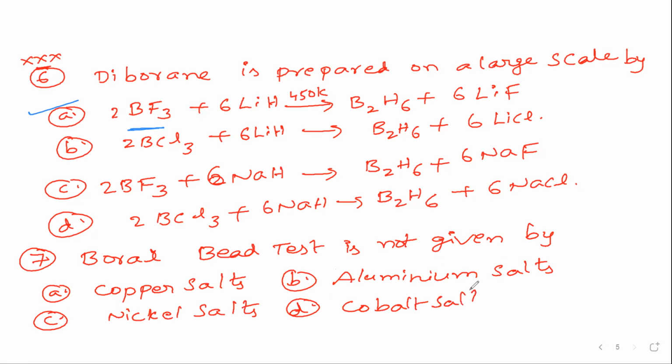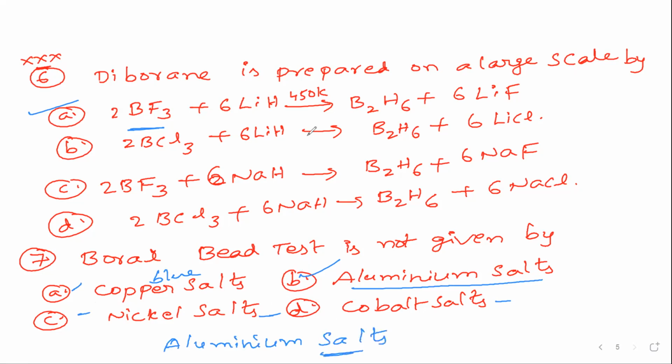So the borax bead test is not given for aluminum salts, because copper gives a blue color, and nickel and cobalt give a green color or whatever color it is. Copper, nickel and cobalt all respond, except aluminum, so the answer is aluminum salts. Aluminum salts do not give a response to the borax bead test. Very, very important.